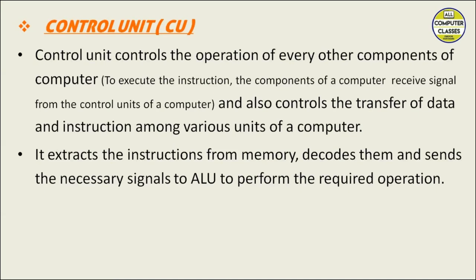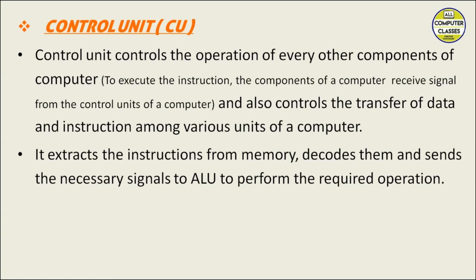The third component of a CPU, that is the central processing unit, is the control unit. The control unit controls the operation of every other component of a computer. For example, to execute an instruction, the components of a computer receive signals from the control unit, right? It also controls the transfer of data and instructions among the various units of a computer. It means all the components that are connected in the computer, inside or outside, are controlled by the control unit.